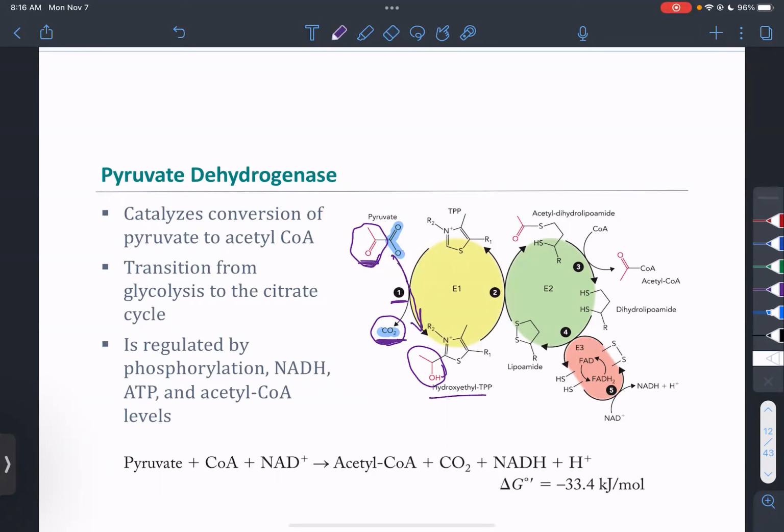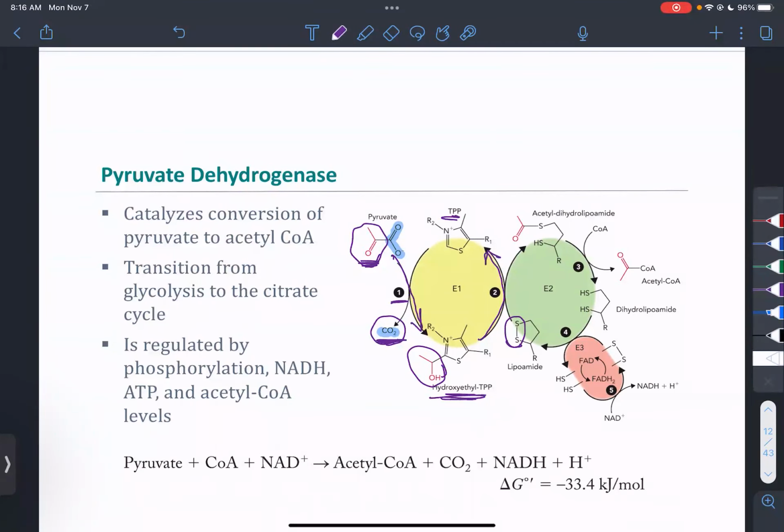What we're really tracking are these red ones. Okay, so we attached it to TPP. So now what's going to happen here, we're going to go up this way, and the hydroxyethyl of TPP of E1 is going to react with our disulfide in the lipoamide group, right? So we have our disulfide right here, and that is going to react with the TPP. And so what's going to happen is we're going to regenerate our TPP, right? So it's ready to go for the next time.